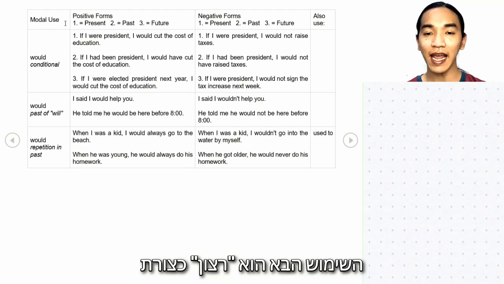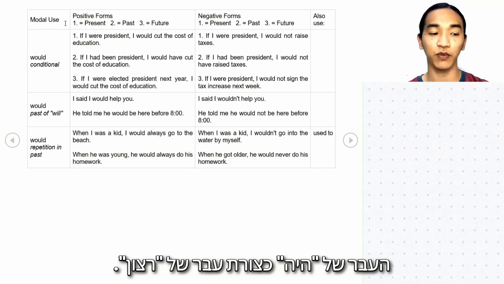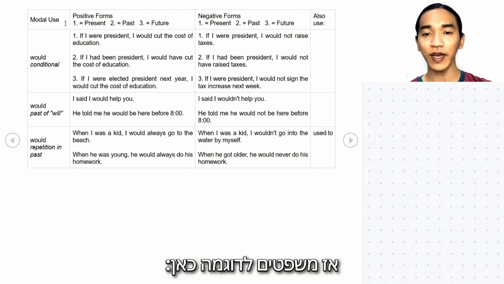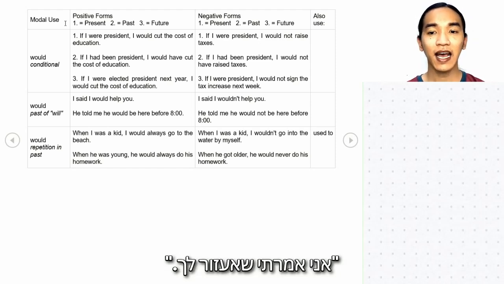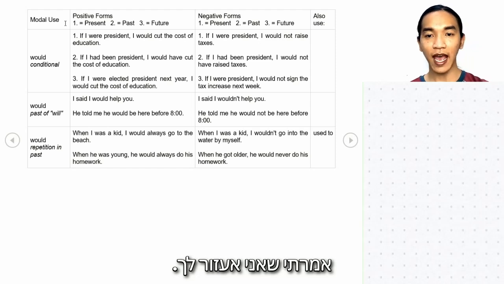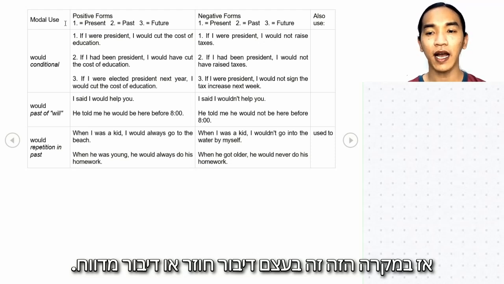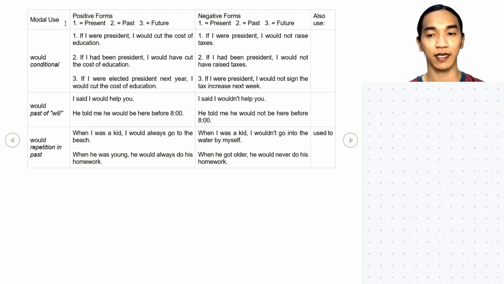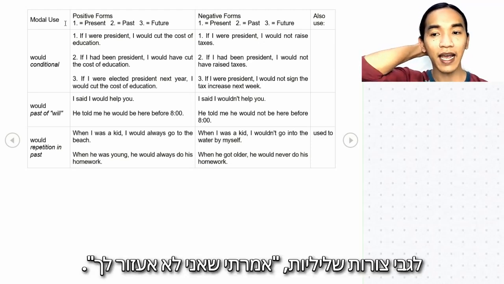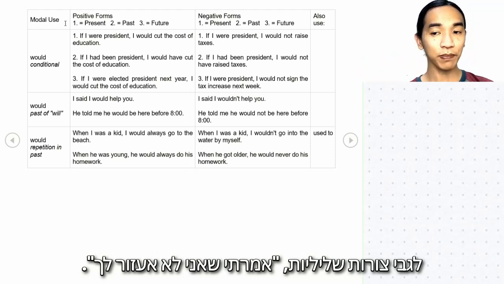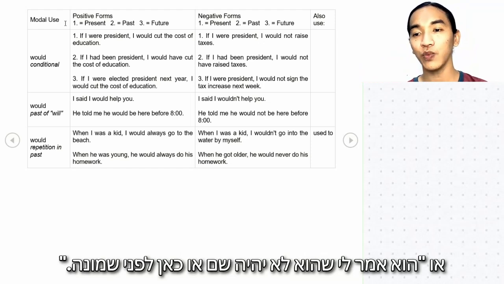Okay? Next usage is would as the past of will. Okay? So example sentences here. I said I would help you. So, next one, he told me he would be here before 8. So in this case, it's actually reported speech. Okay, for negative forms, I said I wouldn't help you. Or he told me he would not be here before 8.